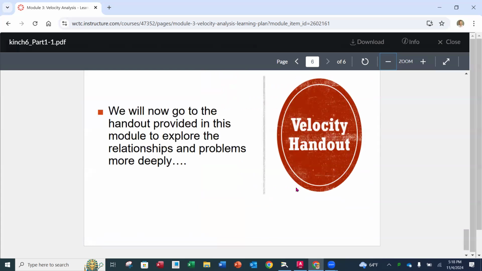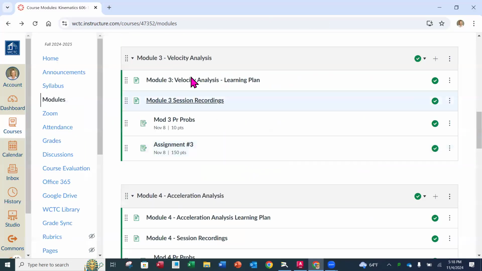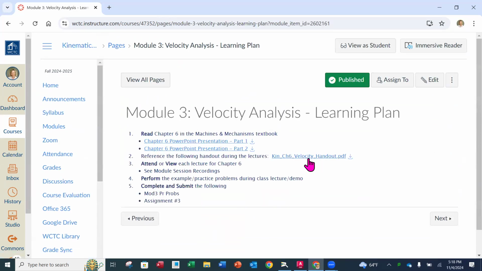I referred to. So for those who are in the room, I already made the copies of this. For those who are virtual, you are going to want to have this printed out, and hopefully you're able to do that. I'm just going to peek back at our module, and I just want to show you exactly where that's at. That's in our learning plan here, as I referenced earlier, and it's going to be the Kinematics Chapter 6 Velocity Handout PDF. Okay, that's what I've got underneath my camera.